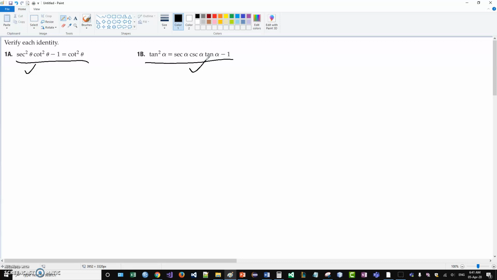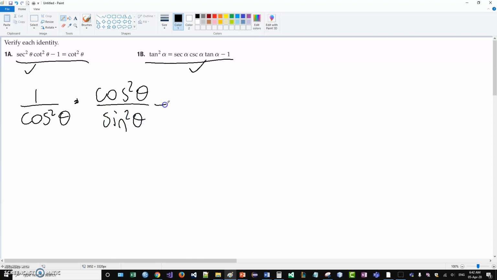Secant square theta times cotangent square theta minus 1 equals cotangent square theta. Let's do something here. Secant square is 1 over cosine square. So 1 over cosine square theta times cotangent square, which is cosine square theta over sine square theta, minus 1.